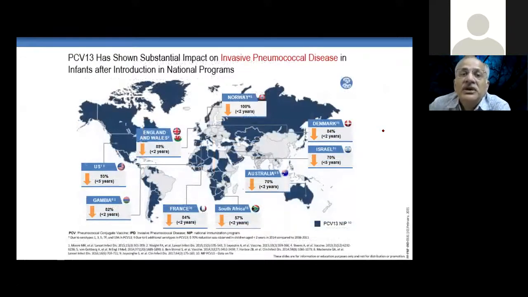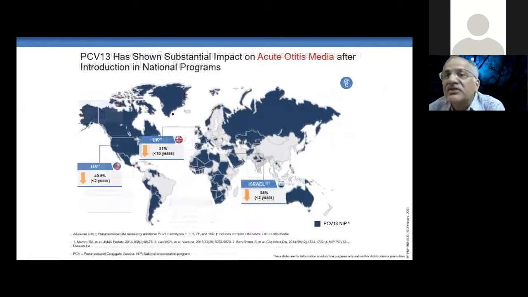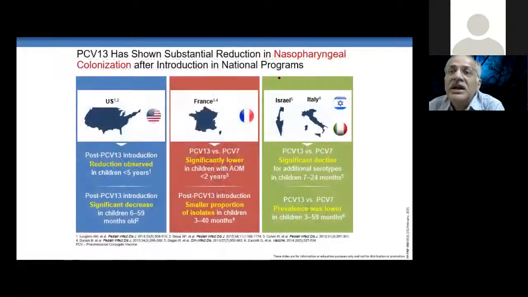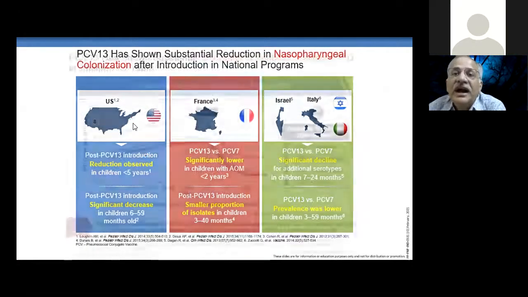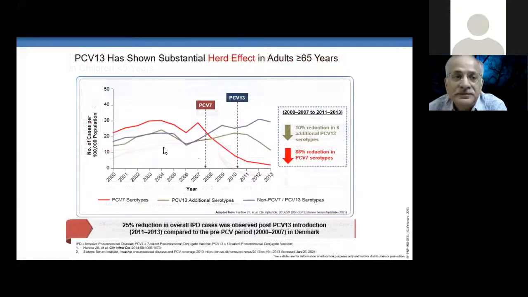It has shown substantial impact on the reduction of IPD, ranging from 85%, 90%, to 100% in Norway. It has also shown substantial impact on all-cause pneumonia reduction. So it has very good effectiveness data in terms of pneumonia, meningitis, otitis media, and nasopharyngeal carriage, as well as herd effect. Even for antibiotic resistance, it has shown a substantial decrease in the resistance pattern. Once PCV13 is used, you can see the reduction of antibiotic resistance.